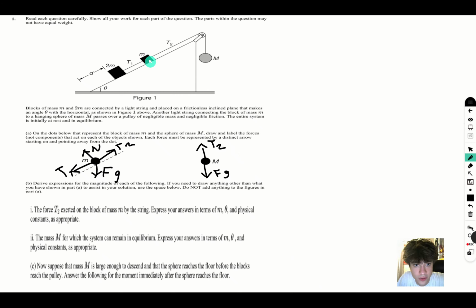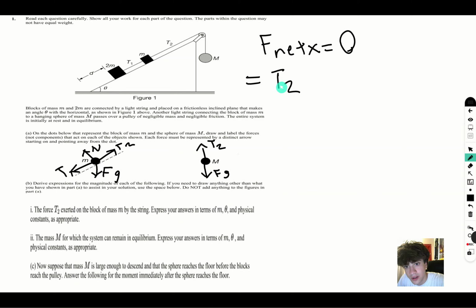Here we know that T2 is on the x-axis of this plane, so let's take a look at our F net x. We know that the system is in equilibrium, so the net force is 0, and let's take a look at the forces acting on it along the slope. We'll say that upwards is positive, so we'll have T2 going upwards. We have T1 going downwards, so we're going to have T2 minus T1, and we can't forget about the gravitational force of the block itself.